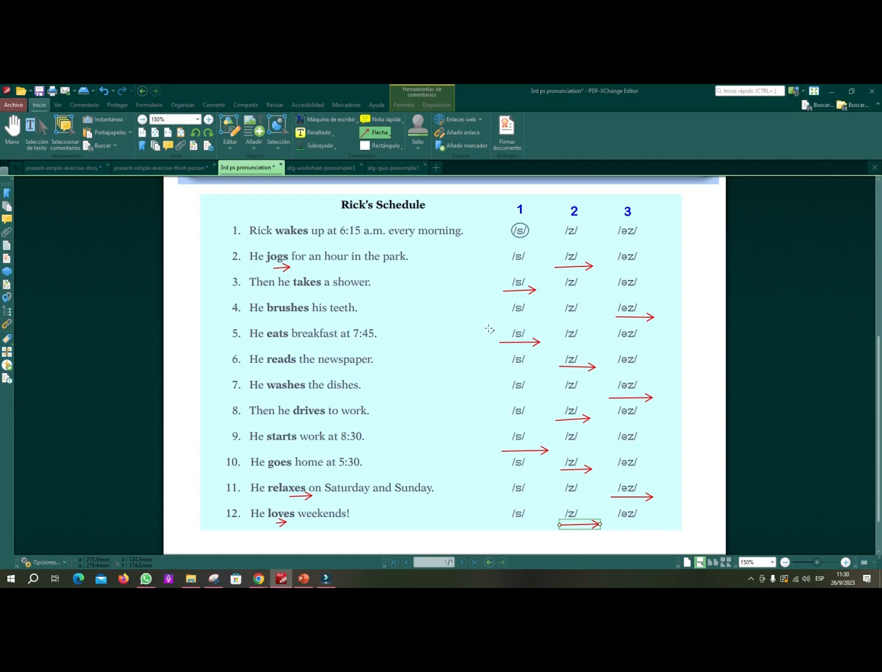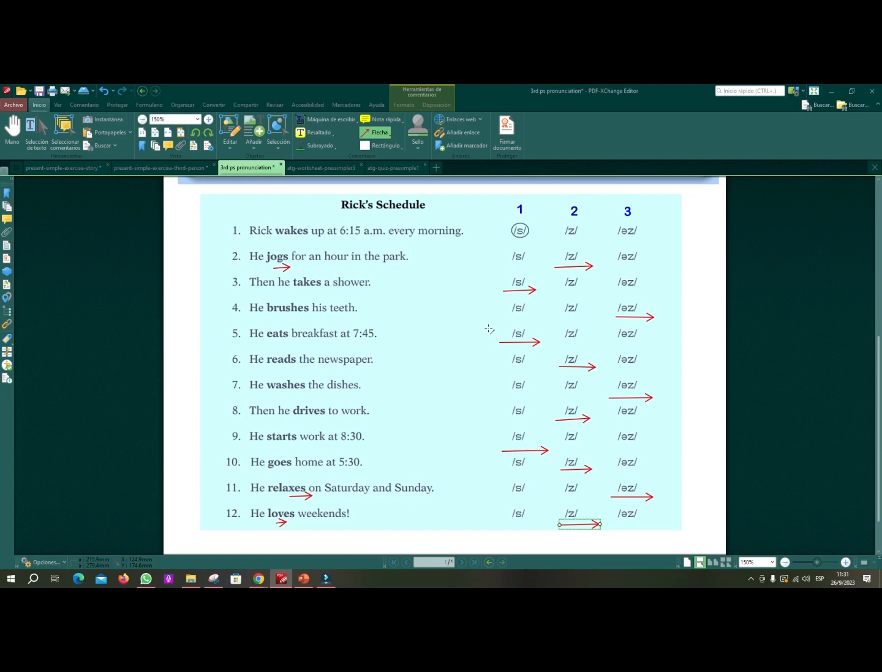Entonces, jóvenes, practiquen mucho estas pronunciaciones porque les sirve cuando ustedes están hablando, para que las personas que están hablando con ustedes en inglés sepan que ustedes están utilizando o están hablando en tercera persona del singular, ¿verdad? Si usted dice Rick wake up, está incorrecto. Tienen que agregarle la S, wakes up. Ray brushes her teeth.